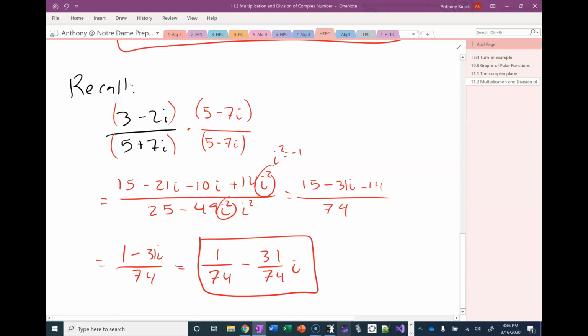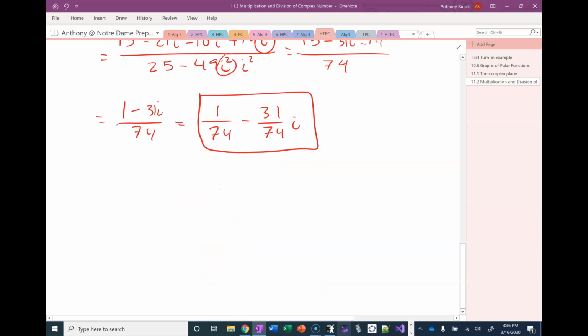Which again, for a single division problem, no big deal. But what if I had like z1 divided by z2 divided by z3 divided by z4 divided by z5, and I did this over and over and over again and had like a bunch of divisions all in a row, this would become like really tedious. Well, it turns out we can come up with a similar shortcut.